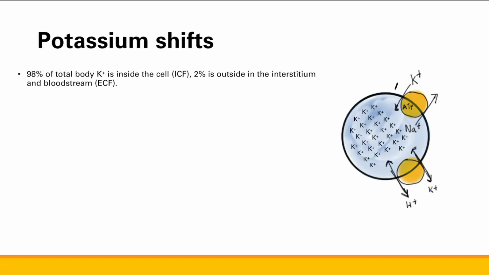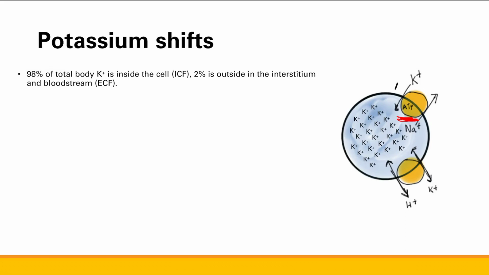It's intracellular fluid. And then only 2% is outside in the interstitium and the bloodstream, which would be the extracellular fluid. And the reason why this happens is thanks to this bad boy. This is the sodium potassium ATPase pump. Kicks sodium out, pulls potassium in.